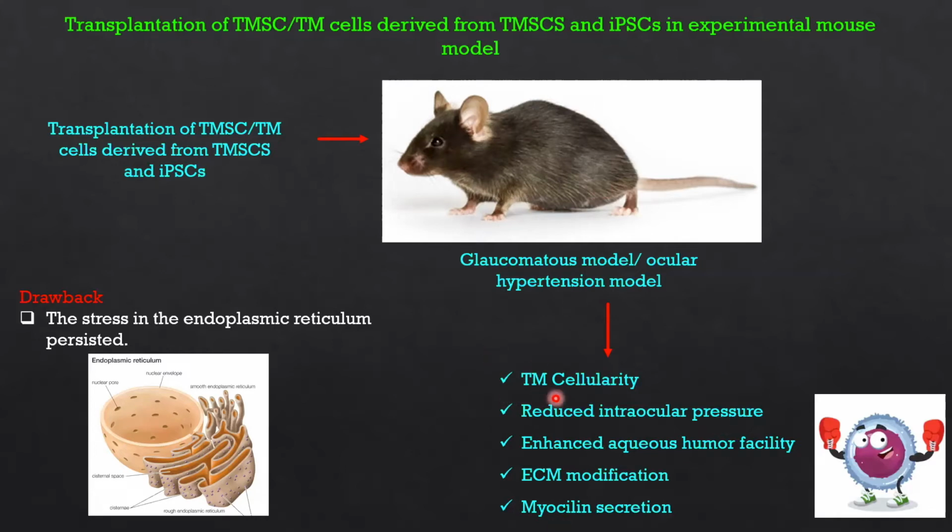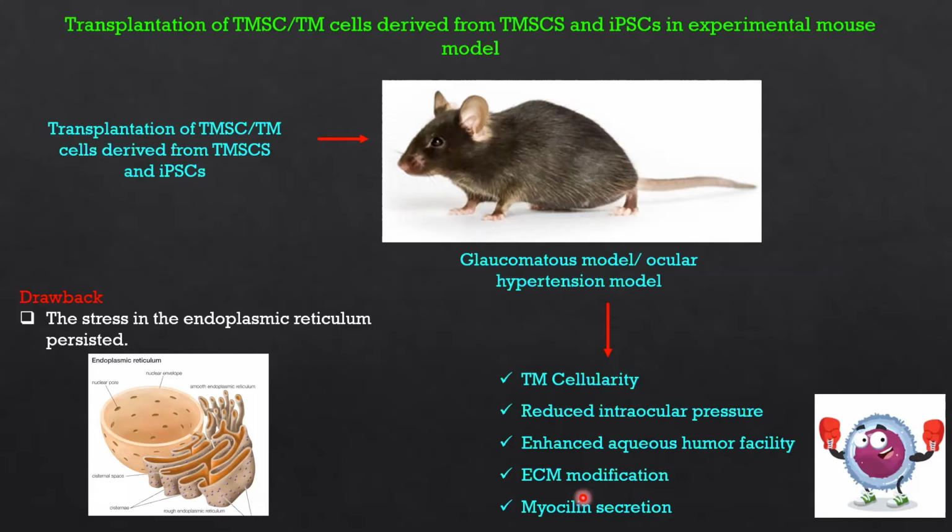The TM cellularity was improved. So usually in a glaucomatous condition, the TM cell loss is much higher. The intraocular pressure was reduced upon stem cell transplantation. The aqueous humor facility was enhanced. The ECM modification, because in glaucomatous condition, ECM remodeling is another result of glaucoma. ECM modification has happened.